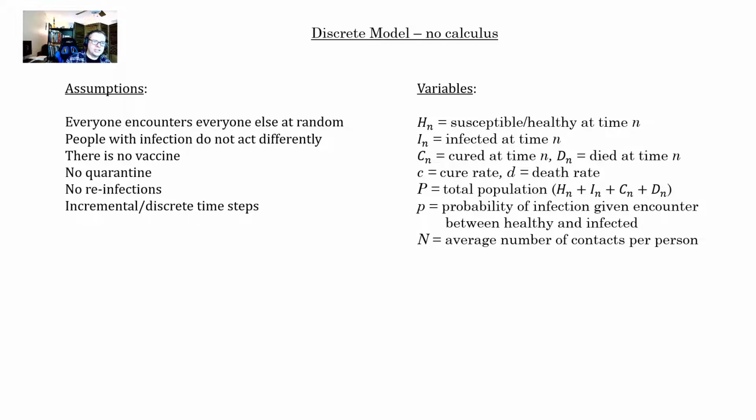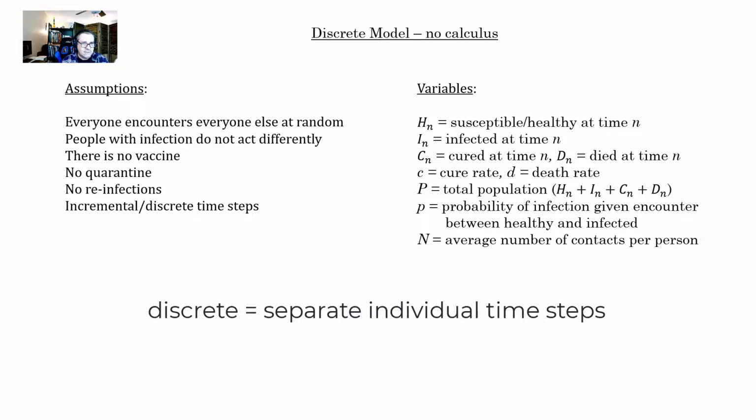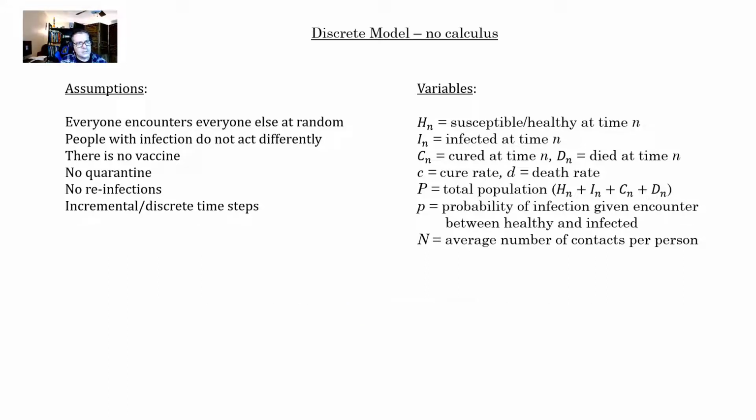So we're building a discrete model for a pandemic, and the word discrete here refers to the individual, distinct, different time steps, which would be different than if you did this with calculus. With calculus, it would be continuous functions, and some of the basic assumptions in this model are that everyone in the population is encountering everyone else at random. We're going to assume that people with the infection are not acting differently than anybody else. They're just going about moving through the population, interacting with people at random.